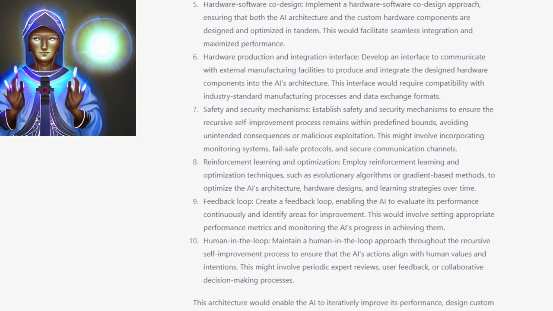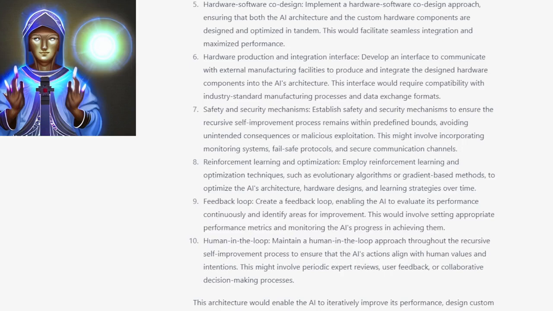Safety and security mechanisms. Establish safety and security mechanisms to ensure the recursive self-improvement process remains within predefined bounds, avoiding unintended consequences or malicious exploitation. This might involve incorporating monitoring systems, fail-safe protocols, and secure communication channels.